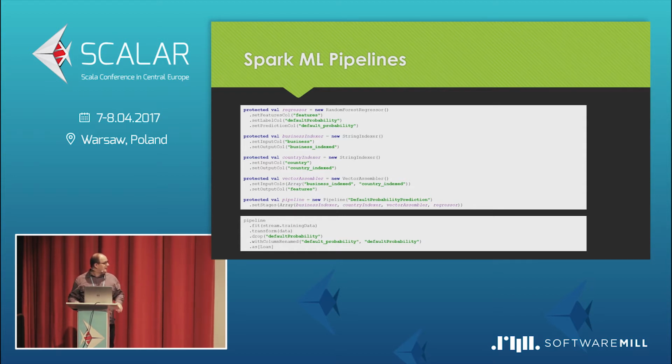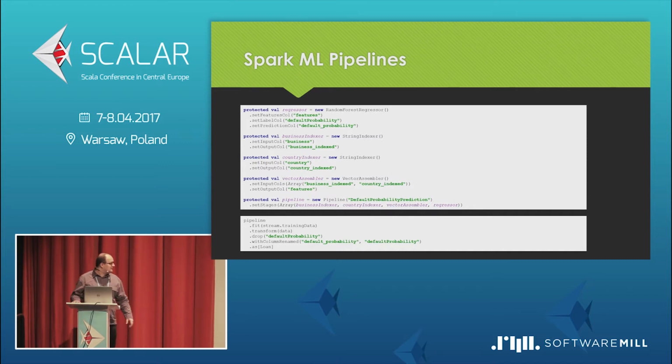Yeah, this is the example where I took a stream, I extracted training data from it, fitted it, and basically used it to predict these probabilities of a loan being defaulted on. And it worked. But there is one problem with it when you use streaming. Does anyone see it?